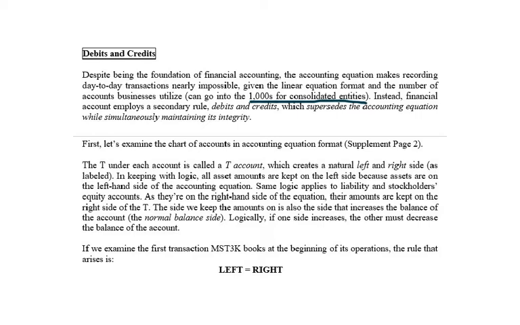So what we're doing here is we're creating a secondary rule, this debits and credits rule, and this is something I came up with, that supersedes the accounting equation while simultaneously maintaining its integrity. So in other words, you don't have to worry about the accounting equation anymore. You just follow this debits and credits rule, and the accounting equation's equality will take care of itself. So that's the beauty of what we're doing here.